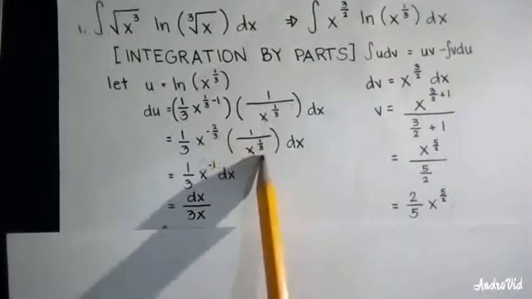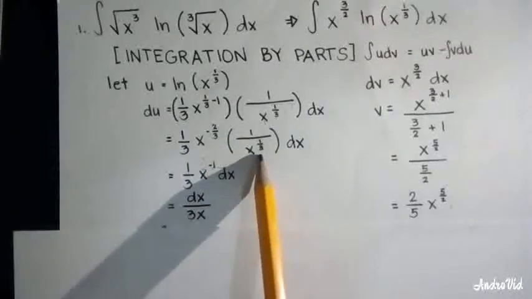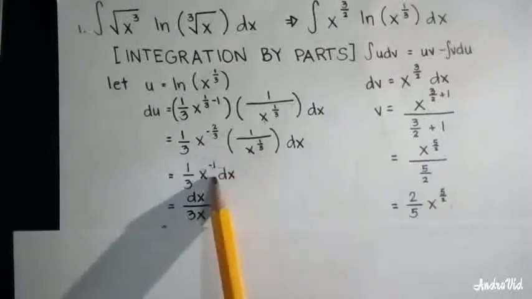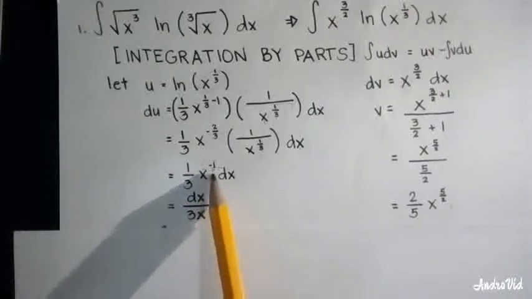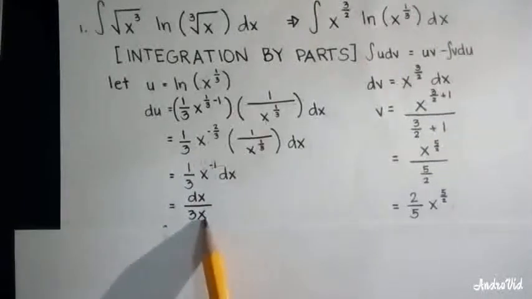So to simplify this further, we have negative 2/3 minus the 1/3. That would be equal to negative 3 over 3 or negative 1. So we have 1/3 x raised to negative 1 dx. So rewriting this, we would get dx over 3x.